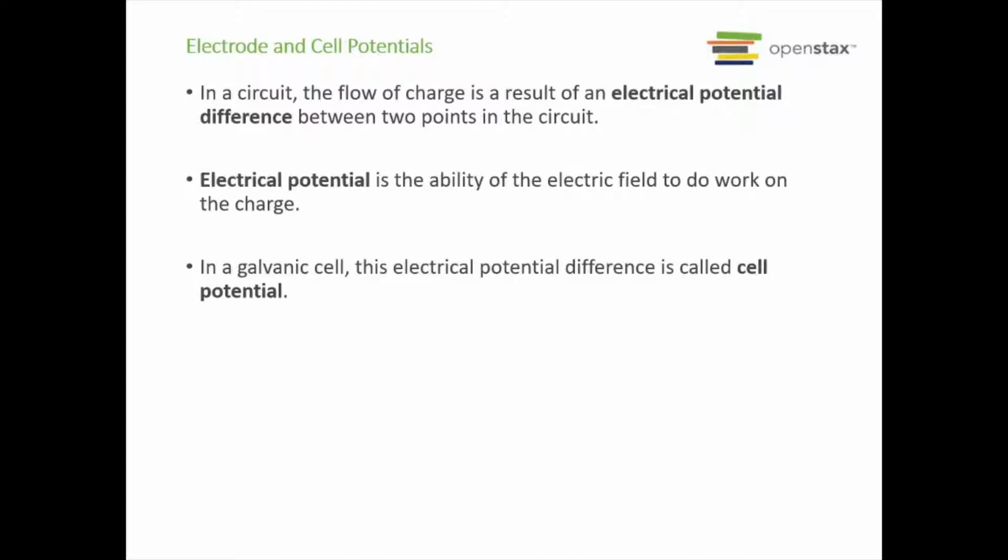When we have a circuit, which we create with the galvanic cell, we have a flow of charge, and this is the result of an electrical potential difference between 2 points in the circuit. So this electrical potential is the ability of an electric field to do work on charge. So in a galvanic cell, this is called the cell potential.